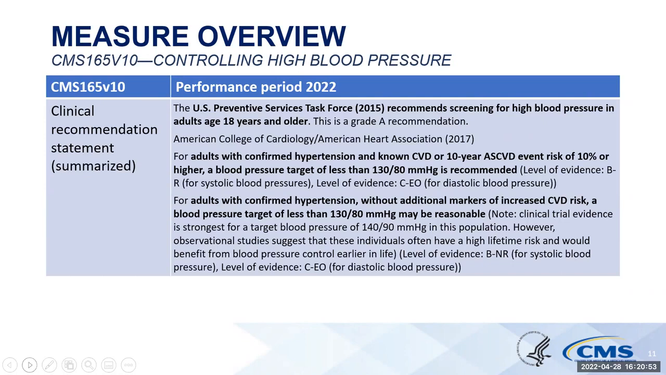At a high level, the clinical recommendation for CMS 165 recommends screening for high blood pressure in adults age 18 years and older, which is based on the U.S. Preventative Services Task Force guidelines. It's also recommended that the target blood pressure be less than 130/80 for adults with confirmed hypertension and known CVD or 10-year ASCVD event risk of 10% or higher, and a target blood pressure of less than 130/80 is reasonable for adults with confirmed hypertension without additional markers of increased CVD risk.